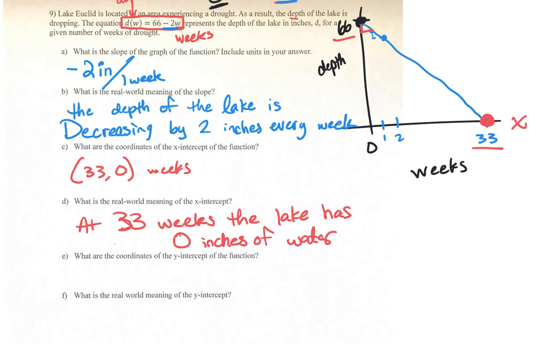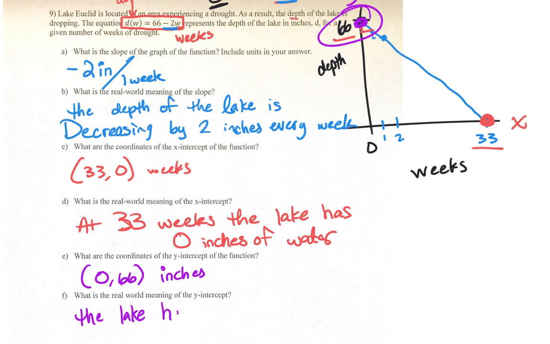All right, what are the coordinates of the y-intercept? Well, we see that right here. The y-intercept on the y-axis is 66, but I have to write it as coordinates, so it's going to be 0, 66. And if it asks for units, I'd say it's inches. And the real world meaning was the lake started with 66 inches of water. The lake had a depth of 66 inches.